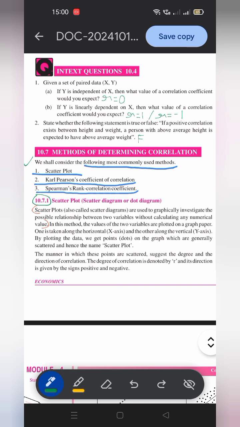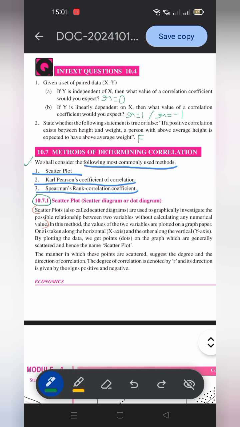Next, index question 10.4. First question, given a set of paired data x, y. A, if y is independent of x, then what value of a correlation coefficient would you expect? Answer, r is equal to 0. B, if y is linearly dependent on x, then what value of a correlation coefficient would you expect? Answer, r is equal to 1 or r is equal to minus 1.